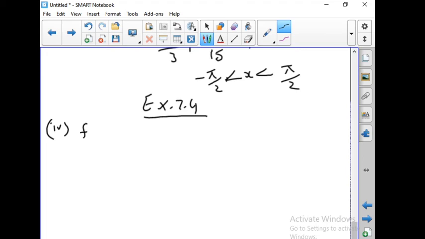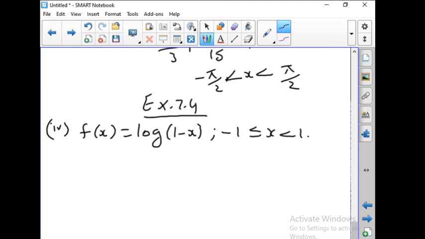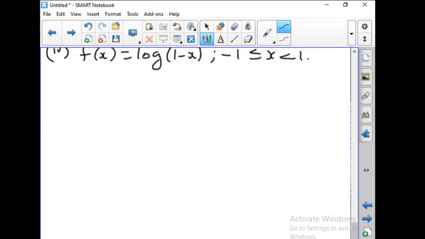Now what is the function? f of x is equal to log of 1 minus x, with minus 1 less than or equal to x less than 1. Okay, so we will do this now. Log of 1 minus x. We can make the table a bit longer; in your notebook you can make it neat.